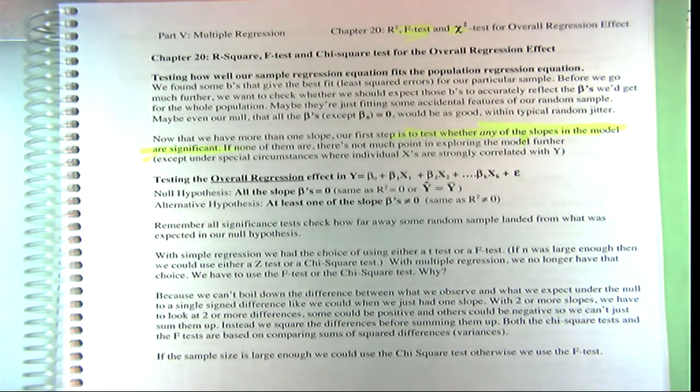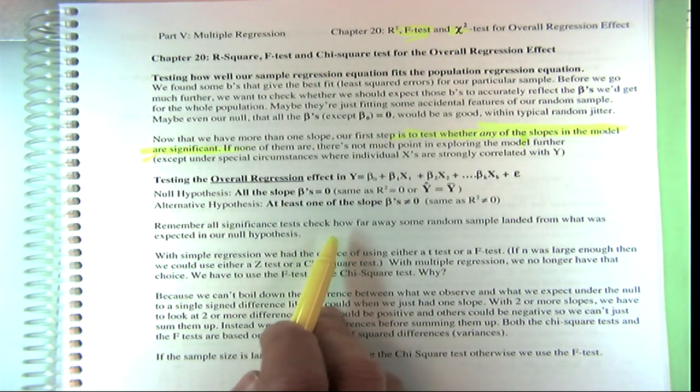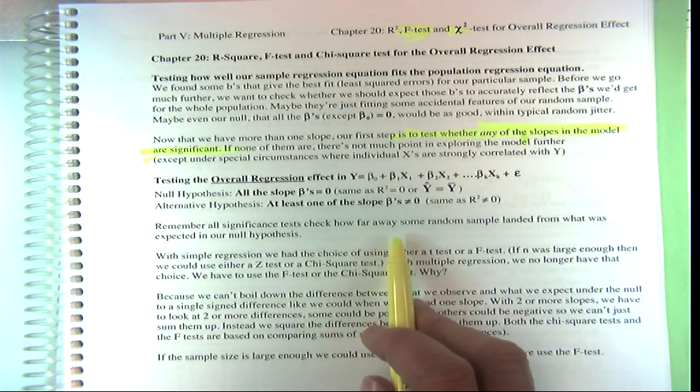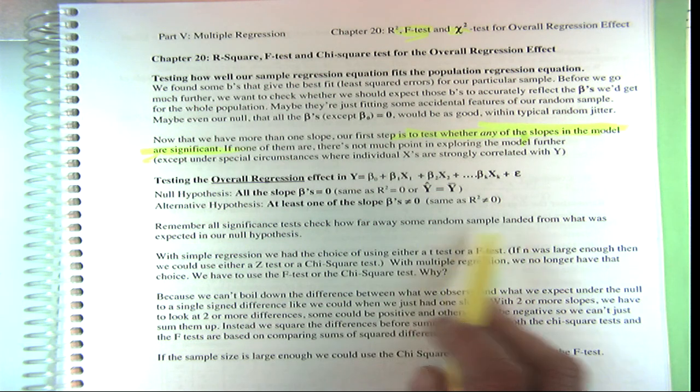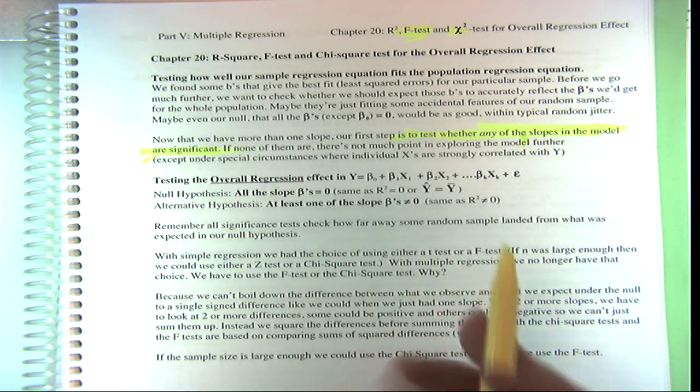Okay, so remember, all significance tests, all these hypothesis tests, check how far away some random sample landed from what we'd expect in our null hypothesis. So we say, how far away did it land? That's what the p-value always measures: the probability it landed that far away or even further. And when it gets too small, we reject that null.